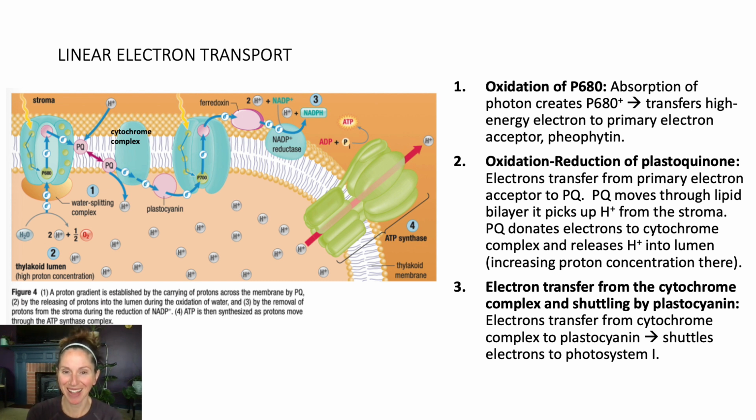to remember. The oxidation reduction of plastoquinone happens next, where the electrons are transferred from the acceptor molecule to PQ, and PQ will move through the lipid bilayer and at the same time picks up hydrogen ions and dumps them into the lumen. And then it donates its electrons to the cytochrome complex and, as I mentioned, releases that hydrogen ion into the lumen. So again, this is increasing that proton concentration gradient between the stroma and the lumen. Next, the electrons are transferred from the cytochrome complex to plastocyanin.